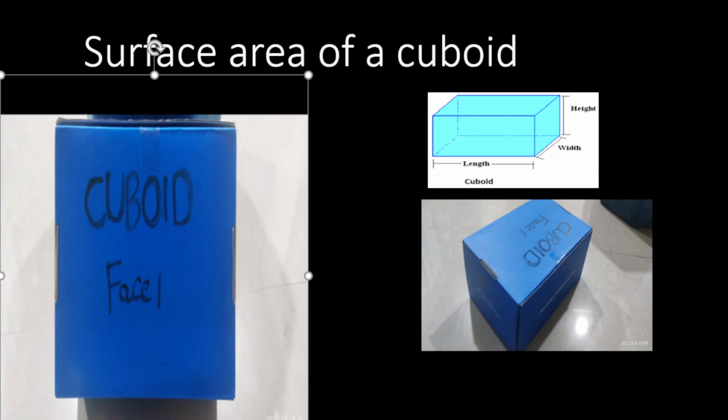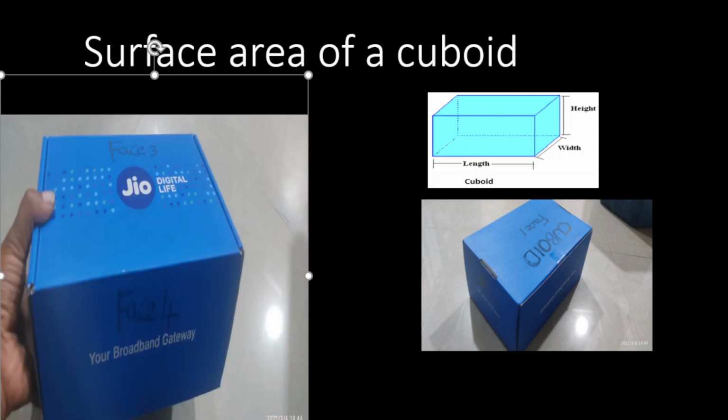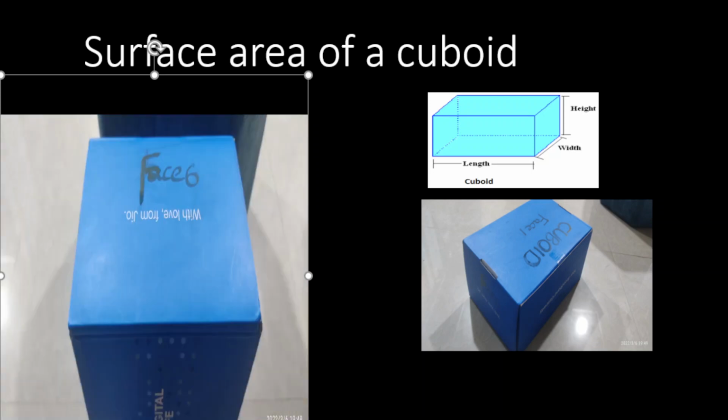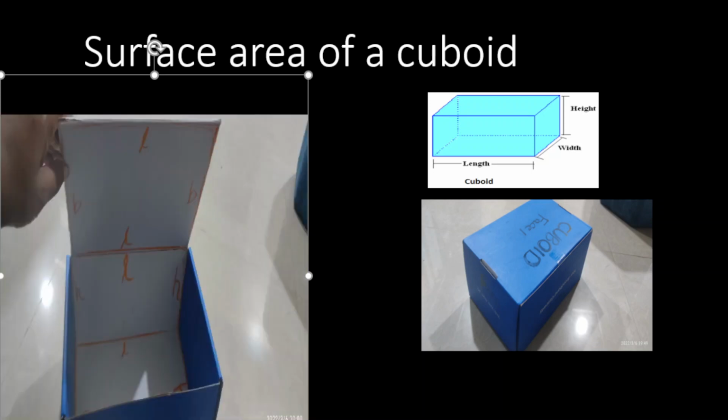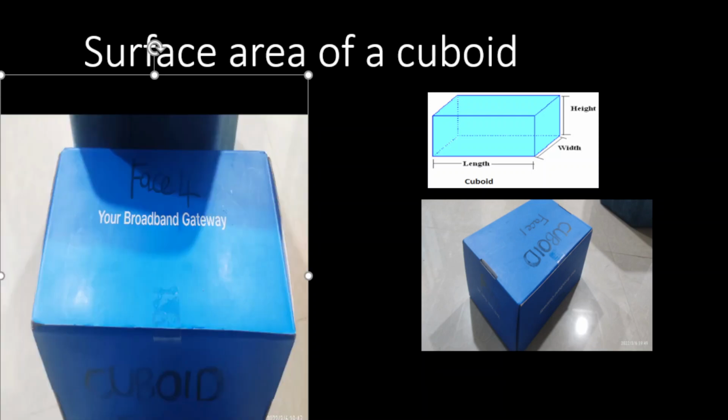And children, here we can see the cuboidal box, and you can see all the faces of a cuboid. The cuboid box has 6 faces, and if you open the cuboid, this box will look like this.